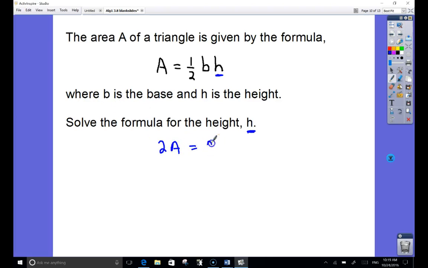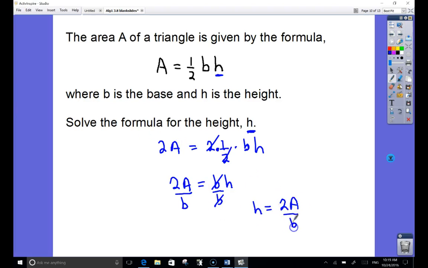2a equals 2 times 1/2 times bh. Okay, the 2 times a half cancels. Okay, we still haven't isolated the h, right? Undo the multiply by b by dividing by b. So h equals 2a over b.